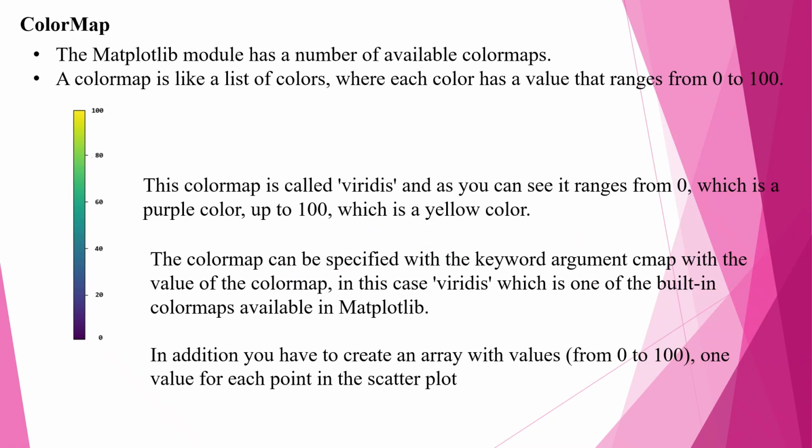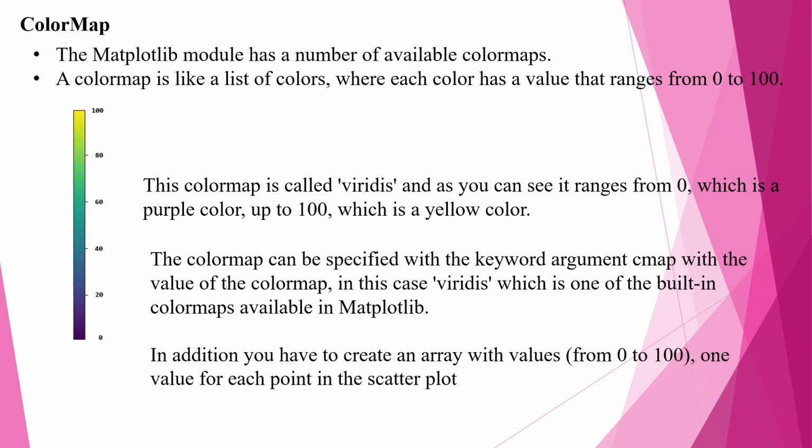Color map. This slide explains the concept of color maps in matplotlib, which are used to assign colors based on numerical values. A color map is essentially a range of colors where each color corresponds to a specific value, typically within a defined range like 0 to 100. For example, the viridis color map starts with dark purple for lower values and gradually changes to yellow for high values. This helps in visually representing variations in data more effectively.